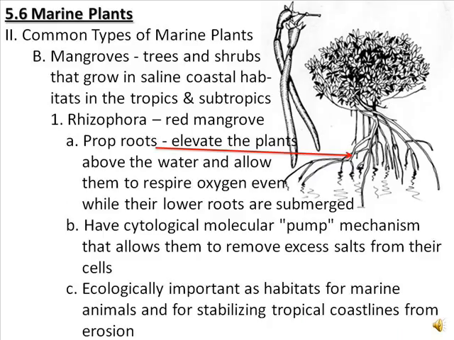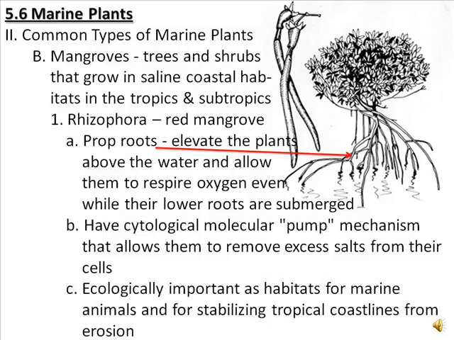The next type of halophyte we're going to consider is the mangroves, which are trees and shrubs that grow in saltwater along coastal habitats in the tropics and subtropics. The first type of mangrove we're going to talk about is Rhizophora, or the red mangrove. The red mangrove is distinguished by its prop roots, which are roots that stick out of the side of the trunk of the plant that elevate it above the water and allow the roots to actually get oxygen for the plant, even while the tree is submerged.